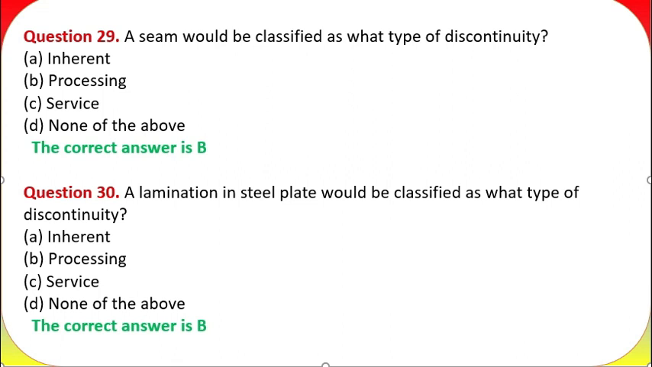Question 30. A lamination in steel plate would be classified as what type of discontinuity? A. Inherent. B. Processing. C. Service. D. None of the above. The correct answer is B.